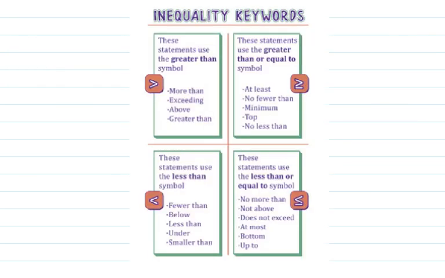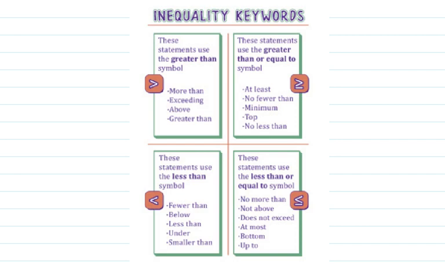So you might be wondering, how do I know that certain words mean greater than or less than or equal to? And part of that is just experience. But here I've gathered some key words that might help you decipher when to use which symbol. So more than, exceeding, above, or greater than mean you're going to use the greater than symbol. The greater than or equal to symbol is used when you see the keywords at least, no fewer than, minimum, top, or no less than.